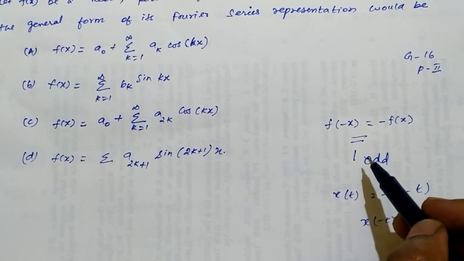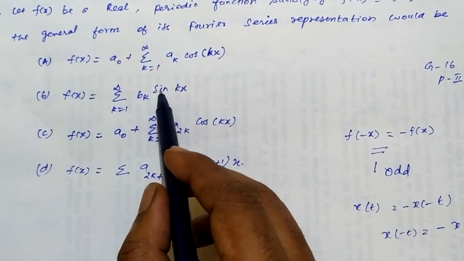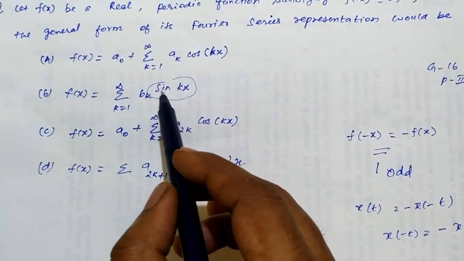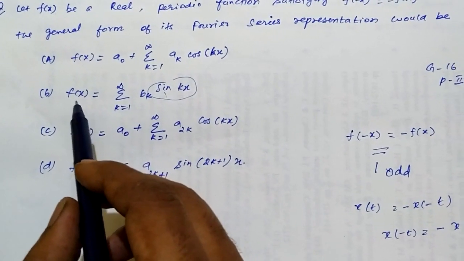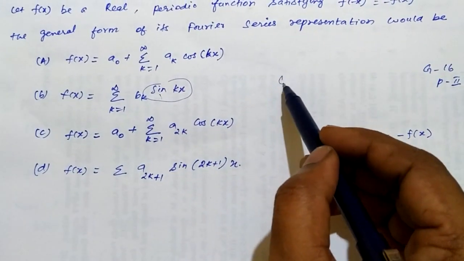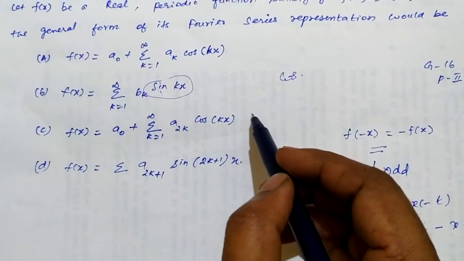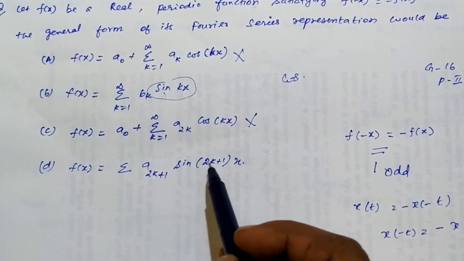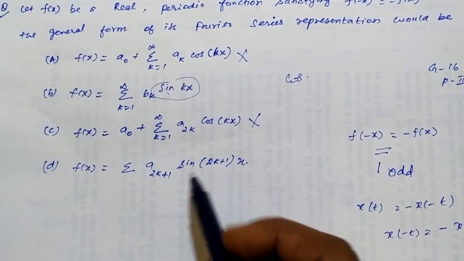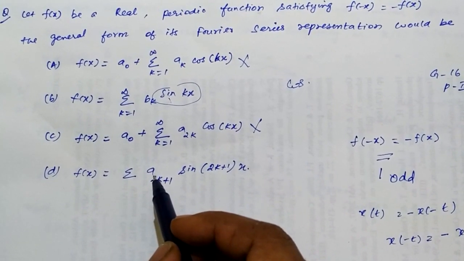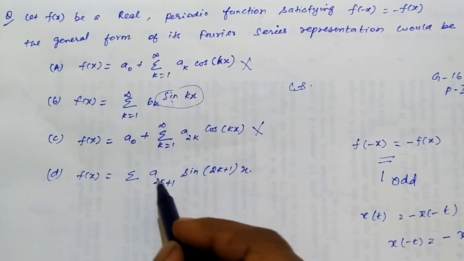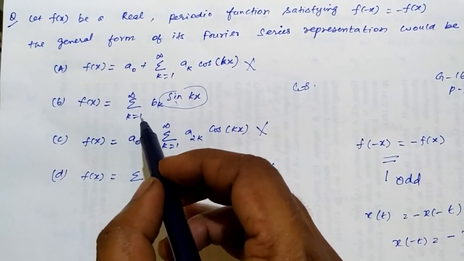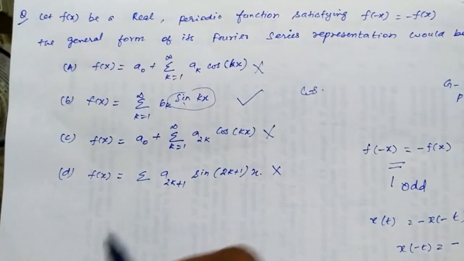For an odd function, the Fourier series contains only odd terms and the even function is absent. We know that the sine function is an odd function, so that alone is present in the Fourier series expansion. The cosine function is absent. So this is not the case, and this is not the case. Here the coefficient corresponds to the cosine function, so this is not the case. The only case is f of x equal to the sum from k equal to 1 to infinity. This is the answer.